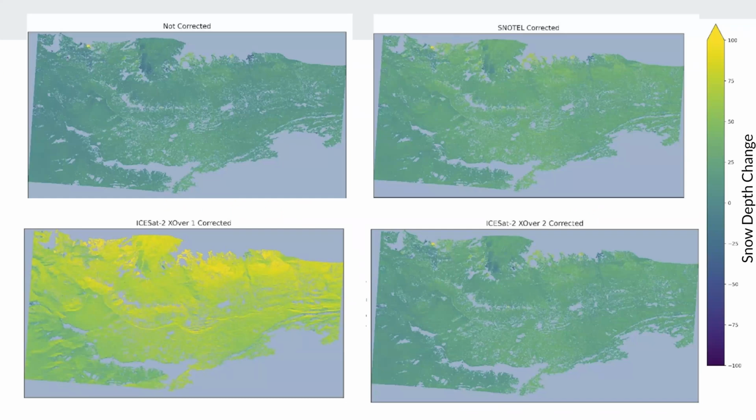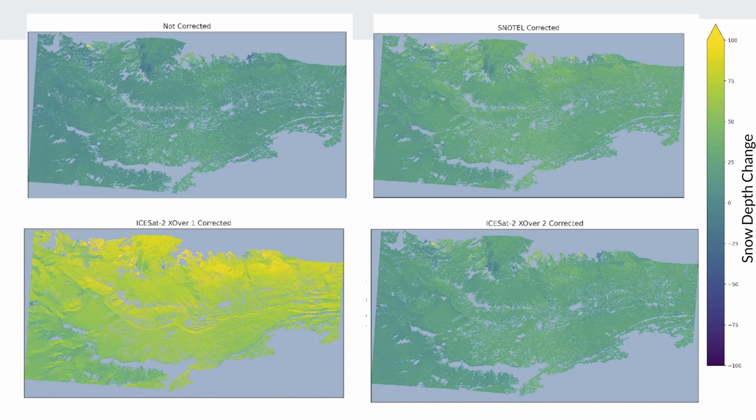On the upper left, we have the phase changes without any corrections, so no tie-in point. On the upper right, we used a SNOTEL tie-in point, which is the standard way that people process InSAR data. On the bottom left, we have the InSAR data with a single tie-in point using one of the ICESat-2 crossovers, and the bottom right uses the other ICESat-2 point as the tie-in point.